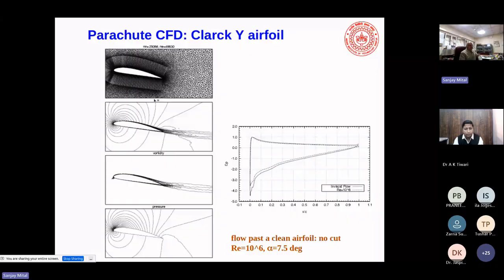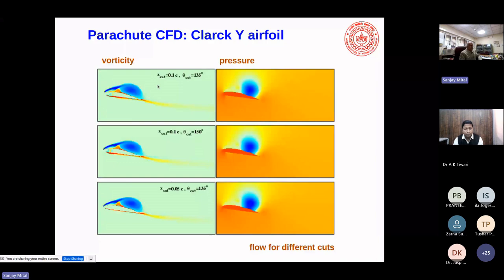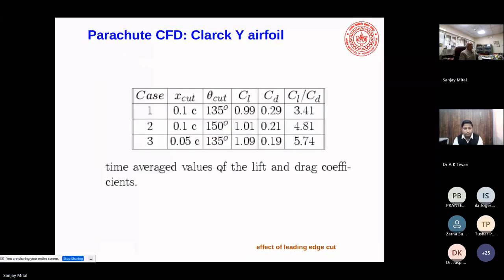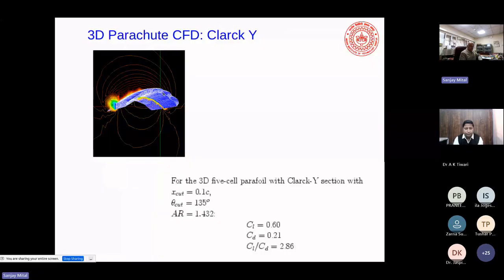So some CFD calculations were carried out first for an airfoil without a cut, then with a cut, and you figure out what is the lift and drag penalty that you get. So you design it. I've listed out some cases. The values are not important, just to let you know that this can help you optimize the cut. Then, of course, you do 3D calculations and you help design a parachute.